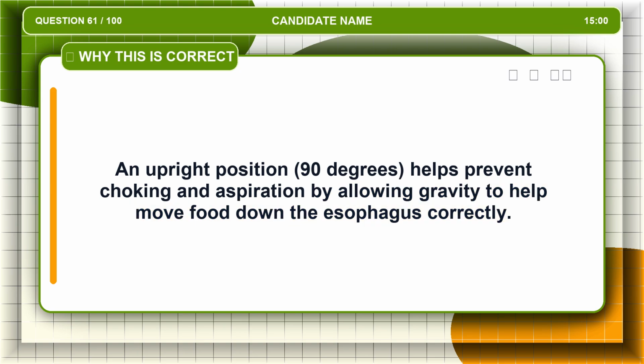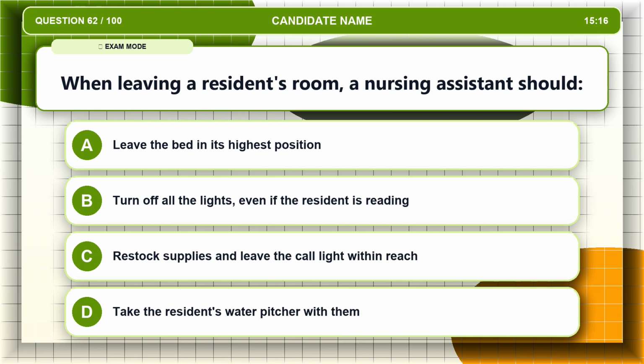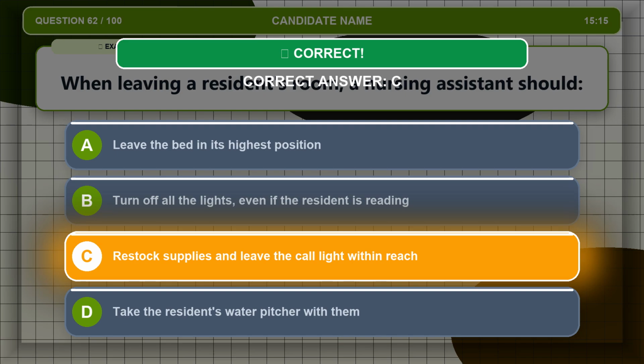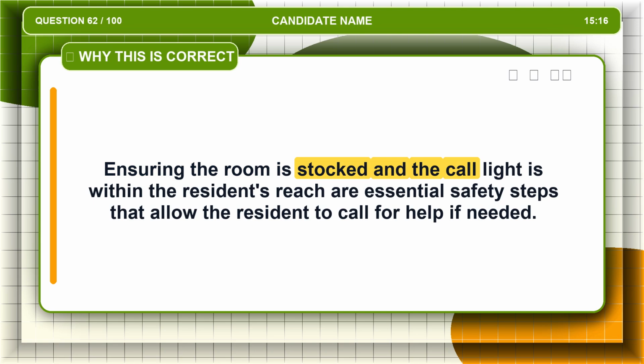correctly. Question 62. When leaving a resident's room, a nursing assistant should: option A, leave the bed in its highest position, option B, turn off all the lights, even if the resident is reading, option C, restock supplies and leave the call light within reach, option D, take the resident's water pitcher with them. The correct answer is option C, restock supplies and leave the call light within reach. Ensuring the room is stocked and the call light is within the resident's reach are essential safety steps that allow the resident to call for help if needed.